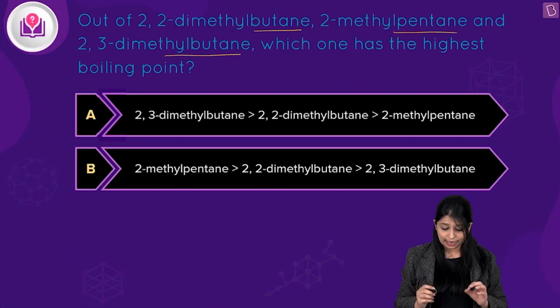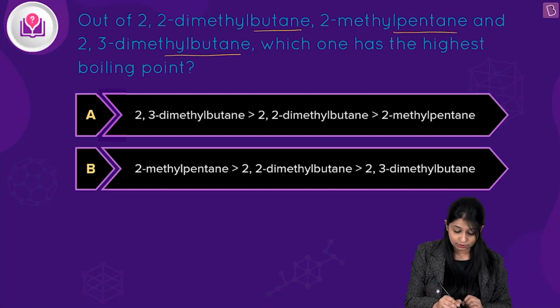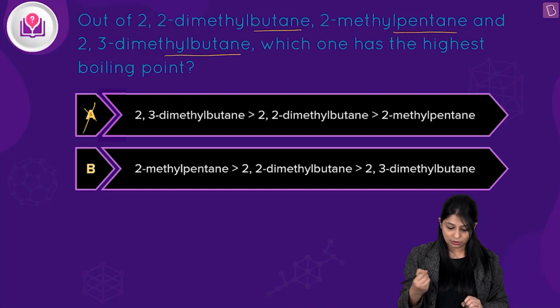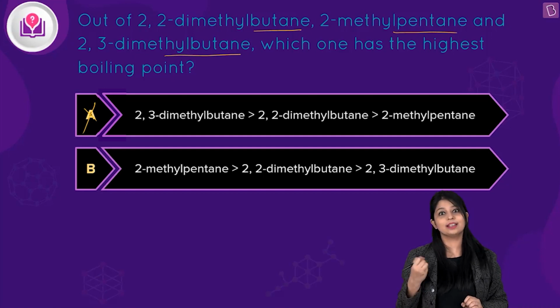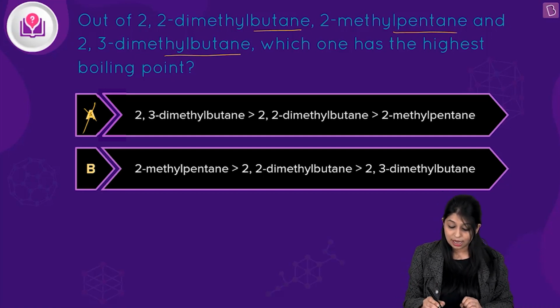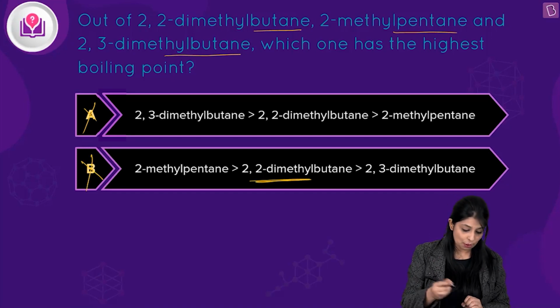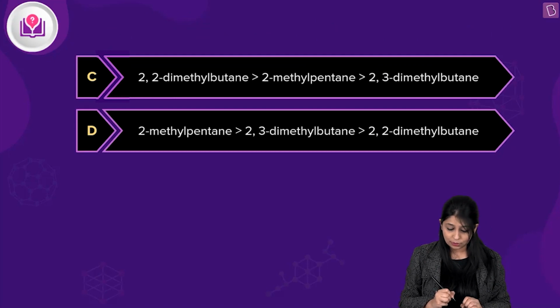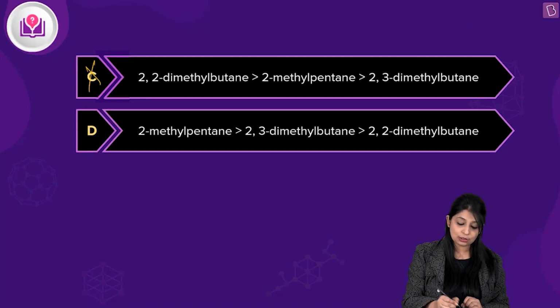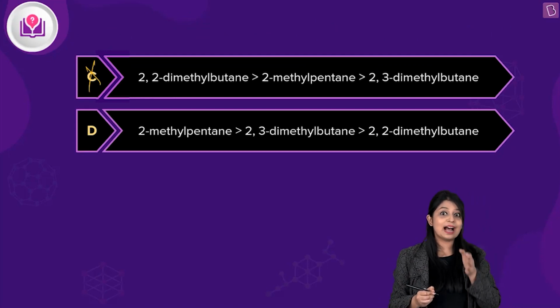So 2-methylpentane has to have the highest. So that makes option A obviously not correct. Option B has 2-methylpentane as the highest, followed by 2,2-dimethylbutane, and then followed by 2,3-dimethylbutane. This is also wrong, right? Because 2,2-dimethylbutane will have the lowest boiling point. So option B is also wrong. What about option C? Well, this is also wrong. Why? Because we need 2-methylpentane to have the highest boiling point.